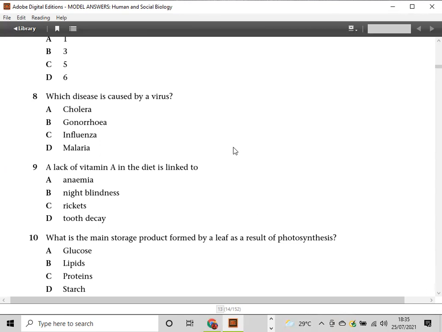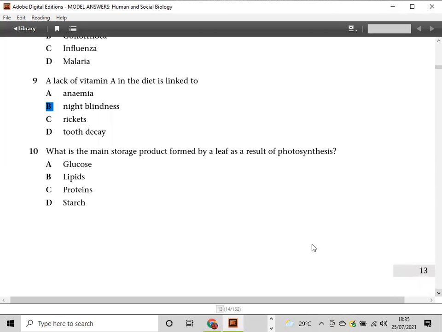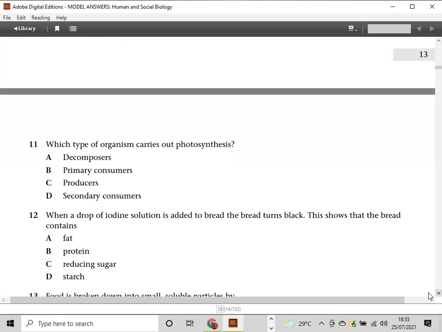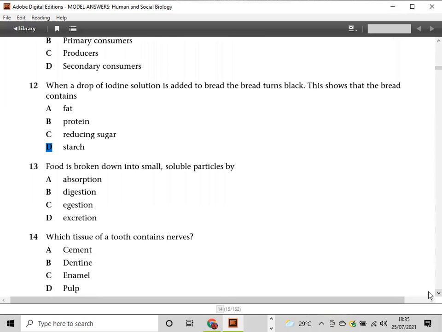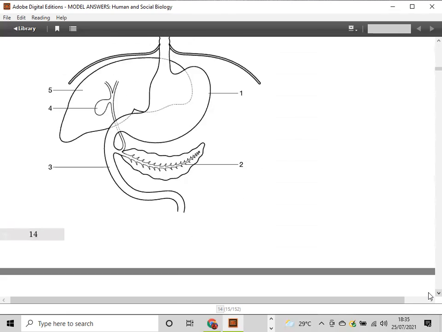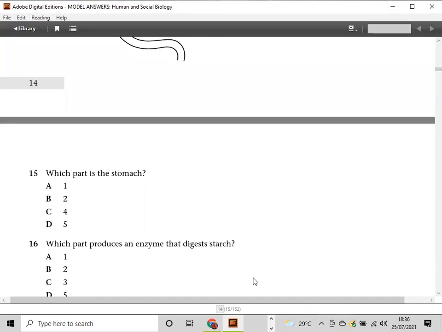All right, so we're going to start at 8. 8 is C. 9 is P. 10 is P. Number 11 is C. 12 is T. 13 is B. At some point, I'm just going to call the letter, right? 14 is T. And 15 is A.